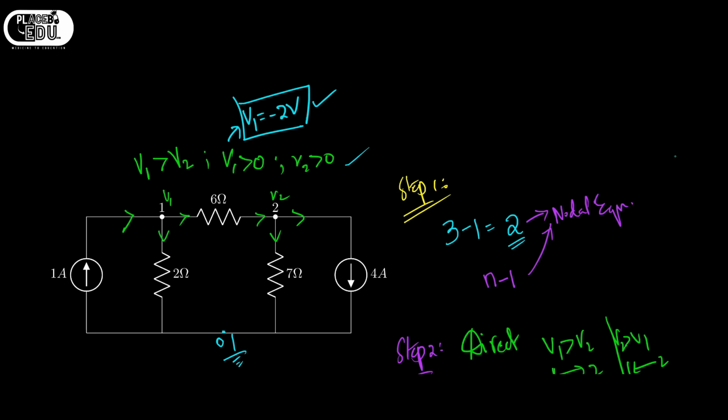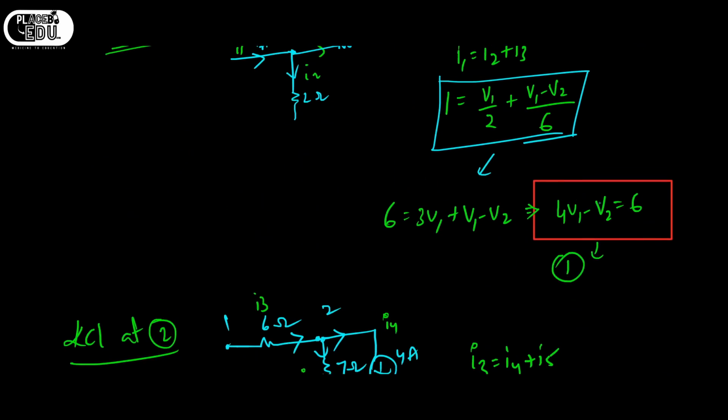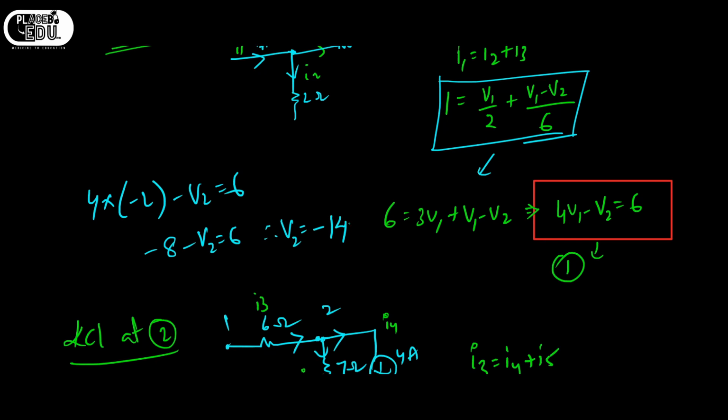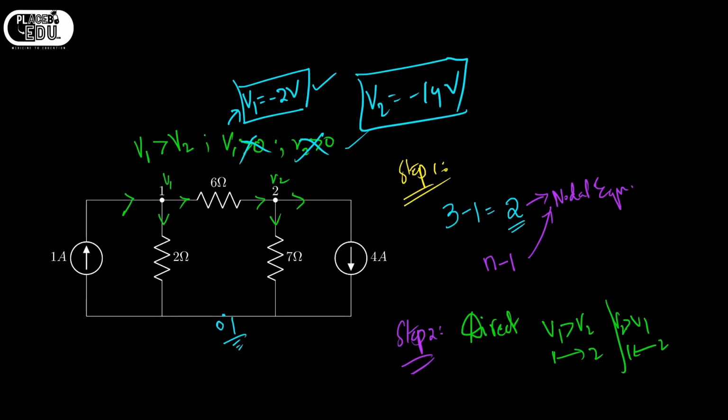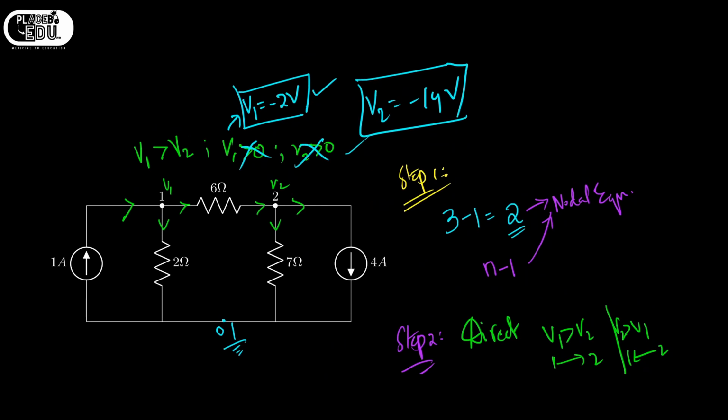And what is V2? For V2, I will substitute V1 in equation 1. So 4 into minus 2 minus V2 is equal to 6. 4 into minus 2 is minus 8, minus V2 equals 6. Therefore, V2 is equal to minus 14 volts. See here, the second assumption is also wrong. Understood? In this way, we can find the node voltages using nodal analysis.